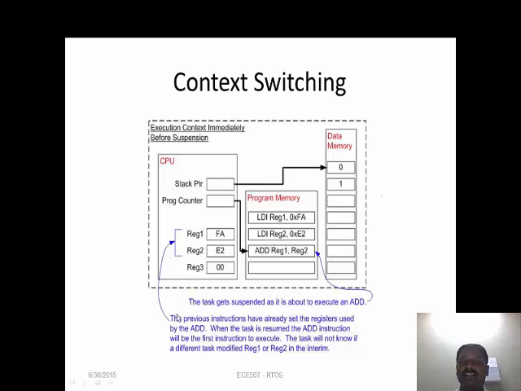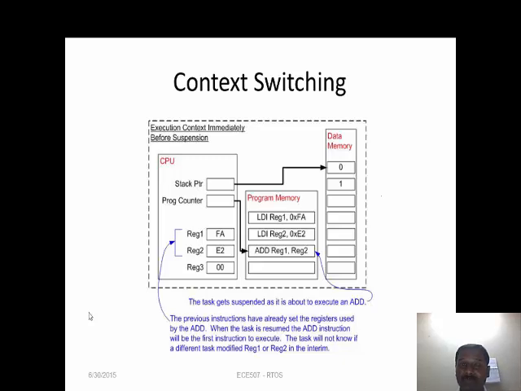So the instructions have to store the values in order to go to the execution stage. Without these two, we cannot proceed to the add. The previous instructions have already set the registers used by the add. When the task is resumed, the add instruction will be the first instruction to execute. The task will not know if a different task has modified them.